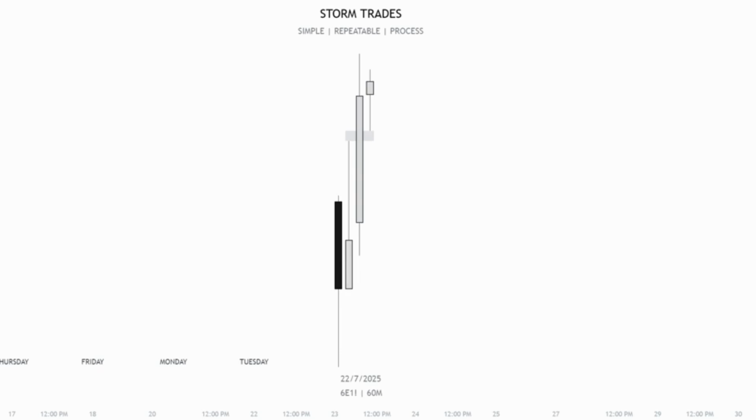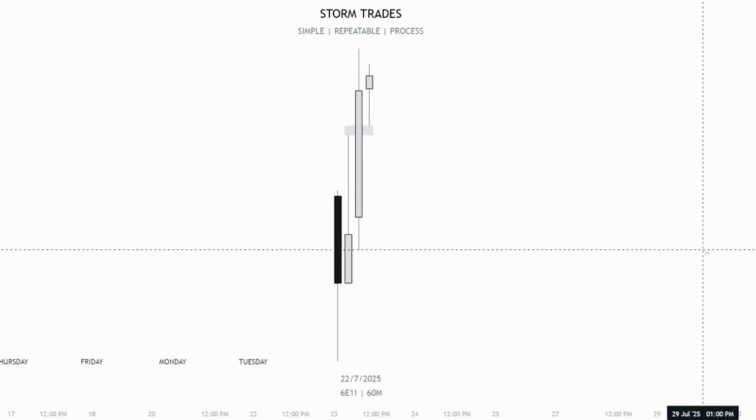Today we're going to run through a 6E, that's a Euro USD futures long trade that formed on Tuesday, July 22nd during the New York AM trading session. I am still forward testing 6E as a pair that I might add to my daily trading list. So far I trade CL, gold and NQ. Anyway, so far so good on my forward testing with 6E. Let's get right after it.